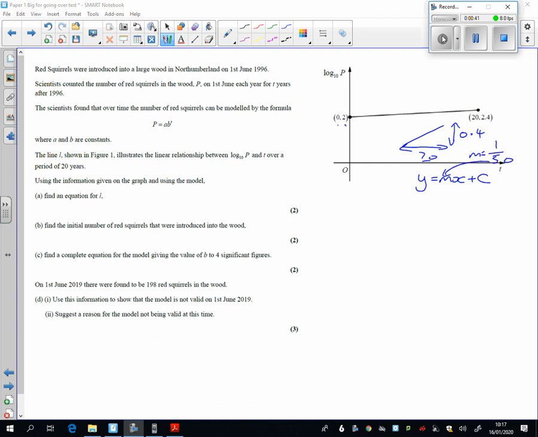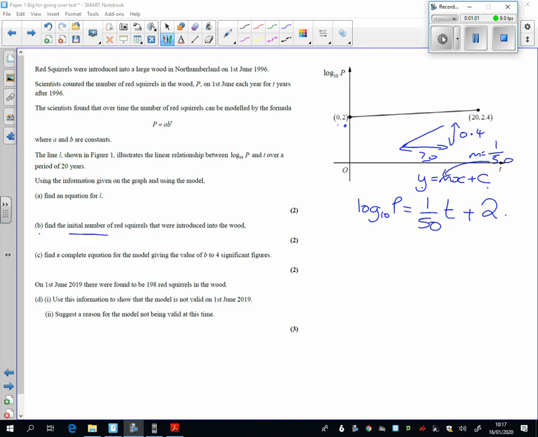I can also see c is the intercept. The c is going to be 2. And these aren't y's and x's, are they? It's not y, it's log to the base 10 of p equals 1 over 50. It's not x, it's t plus 2. So a straight line equation sort of there.